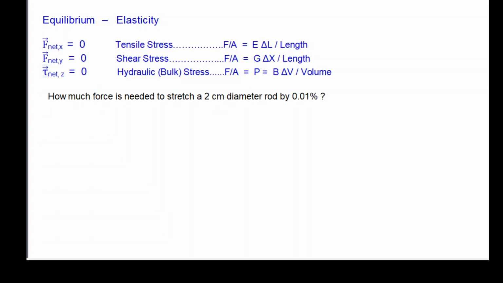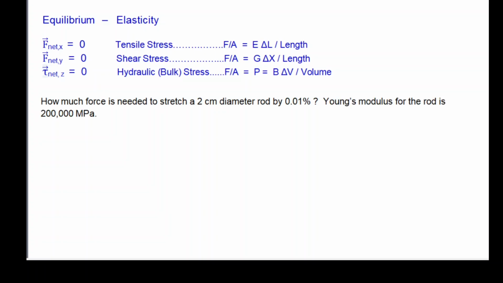Now let's do some elasticity problems. How much force is needed to stretch a 2 centimeter diameter rod by 0.01%? Young's modulus for the rod is 200,000 megapascals. So we know from our equation of Hooke's law for elasticity, force over area is equal to Young's modulus times delta L over L, or force is equal to area times Young's modulus times delta L over L.